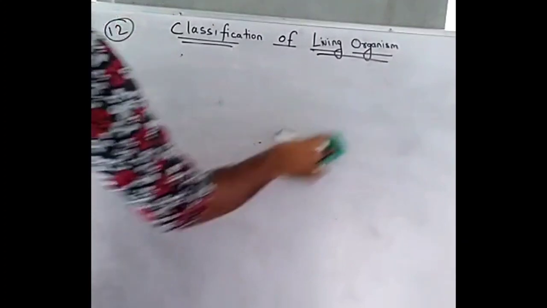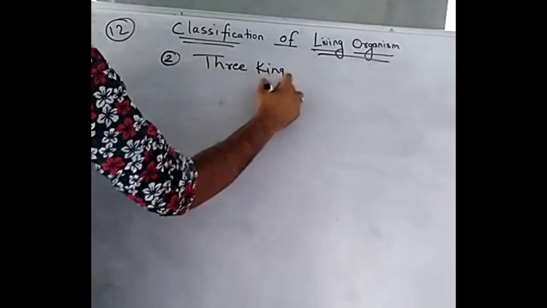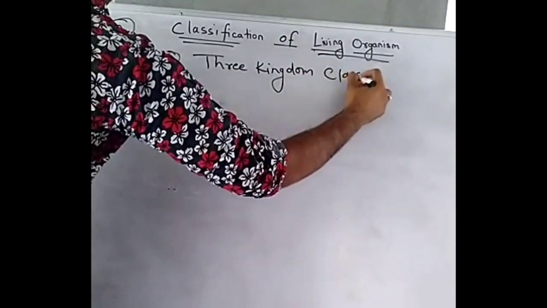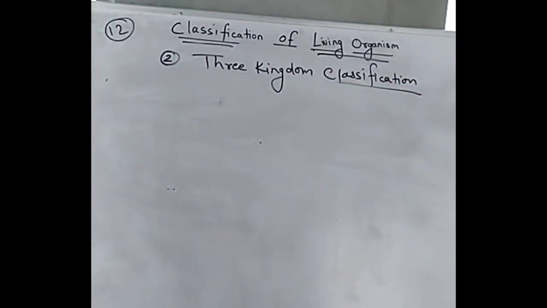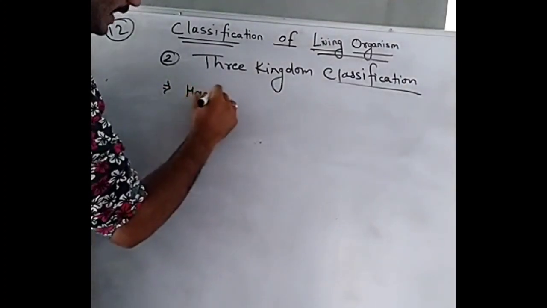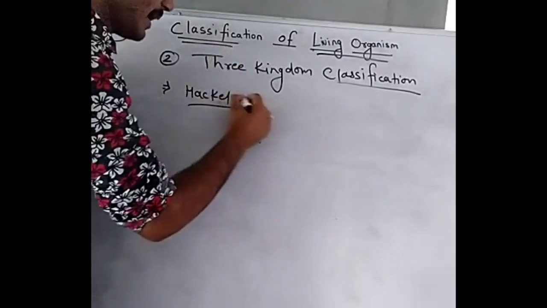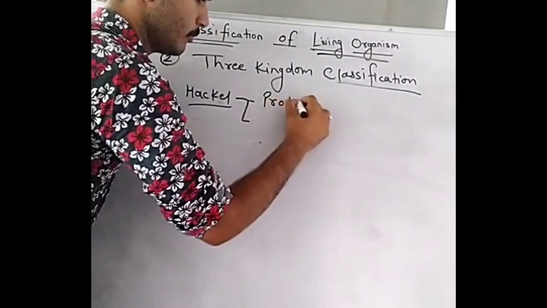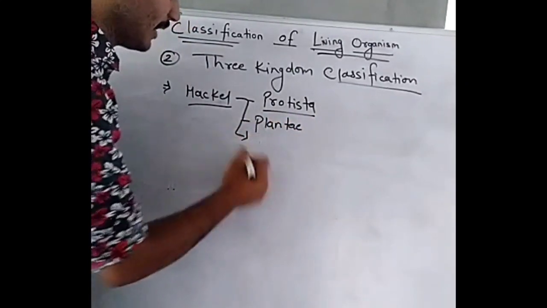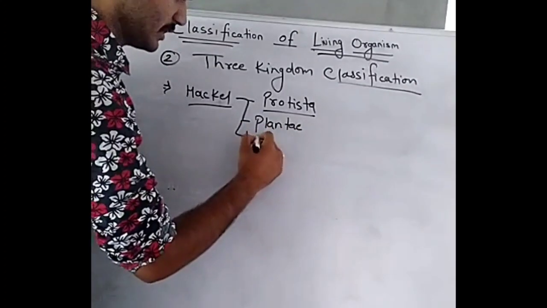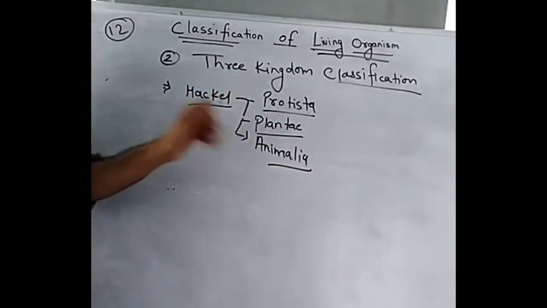So next we learn about the 3 kingdom classification. The second classification is the three kingdom classification. This classification was given by Haeckel, and in this classification Haeckel added one new kingdom. We have two kingdoms, Plantae and Animalia, but one other was added by Haeckel in the three kingdom classification, which is Protista. So Plantae, Animalia and Protista.